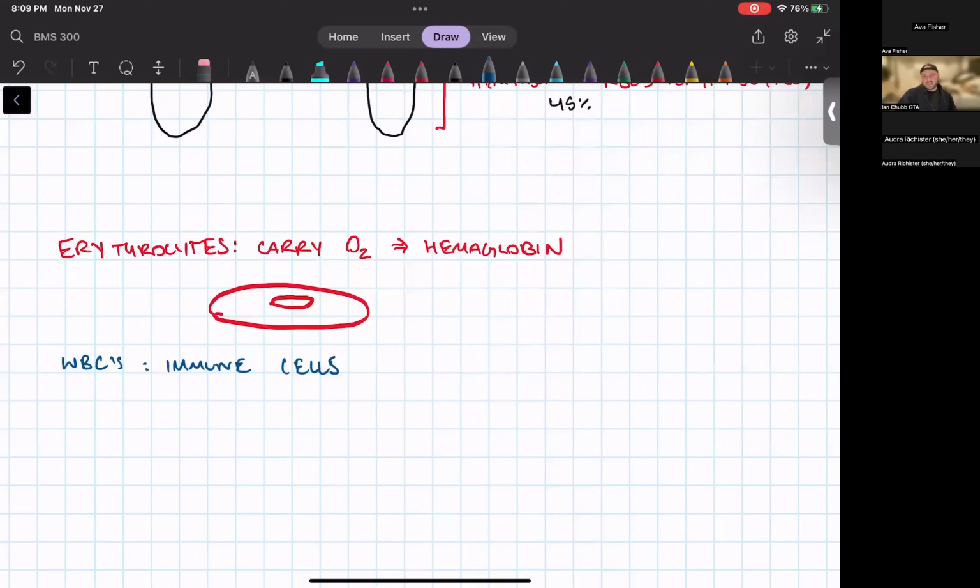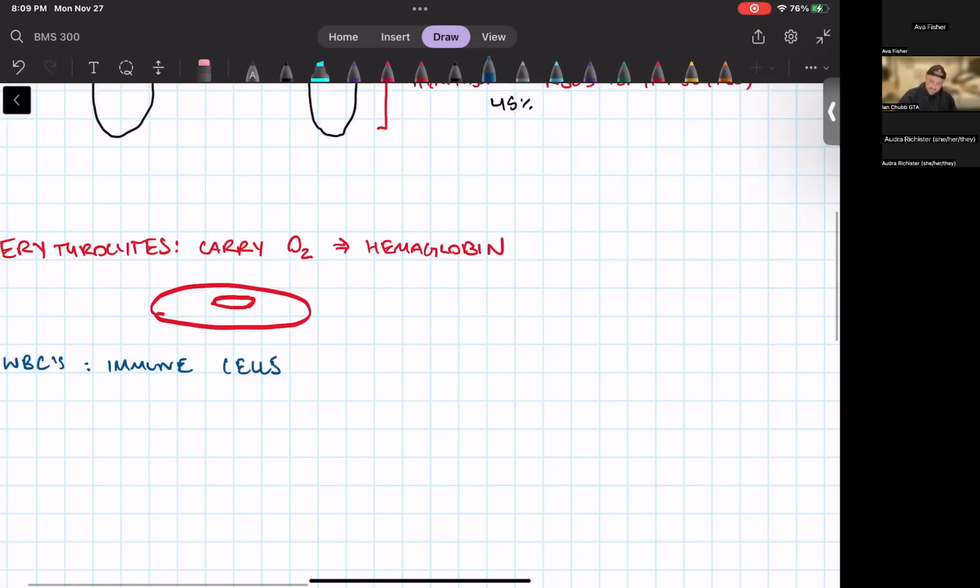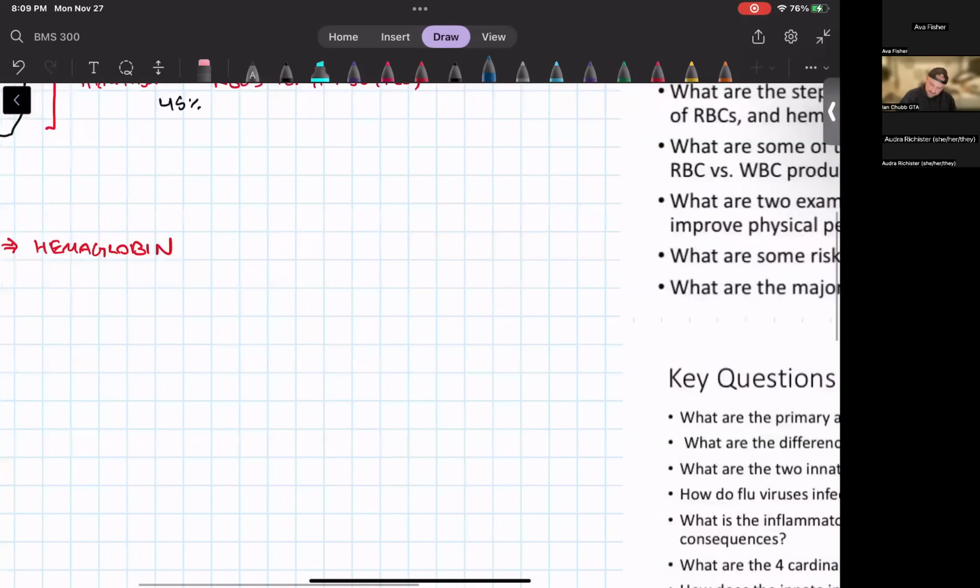So they're going to phagocytose things. They'll be antigen presenting cells, APCs, like macrophages or naive B lymphocytes, things like that. And then what was the last one that was on here?